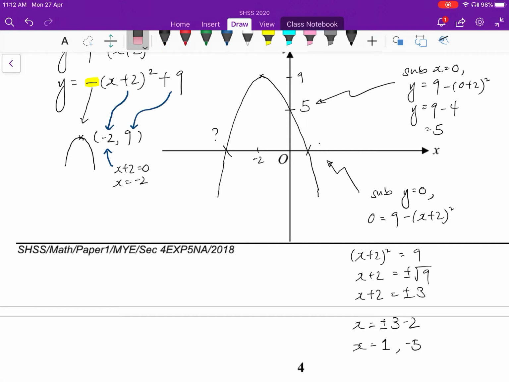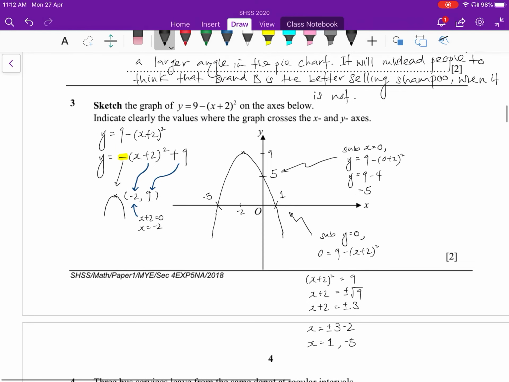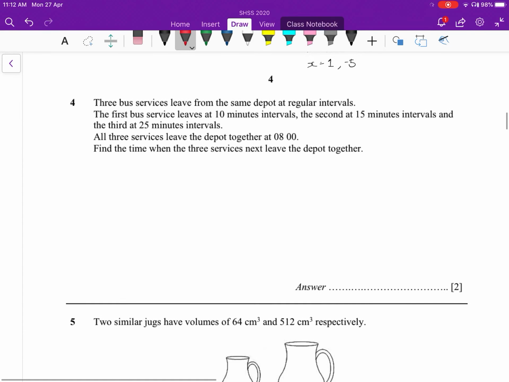If you look at our graph here, it's correct. So one is positive 1 and the other one is negative 5. That's it. Alright, so if you need some time to learn this question, you can pause the video here and take a look at my working and learn how to sketch this graph. Now this graph is very important because N levels they don't come out, but for O levels they do, quite often actually.